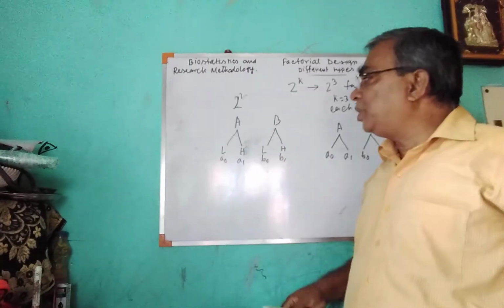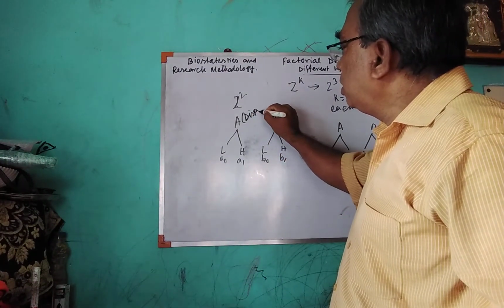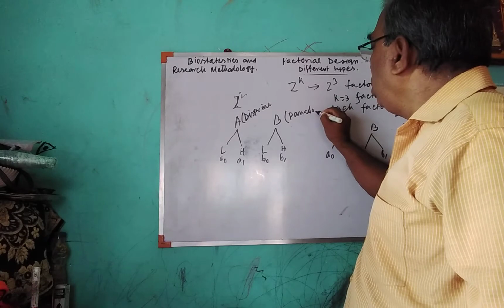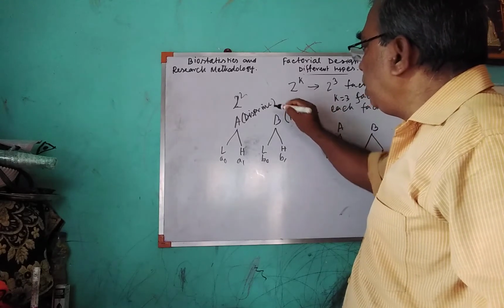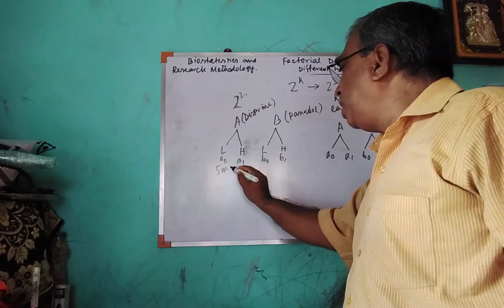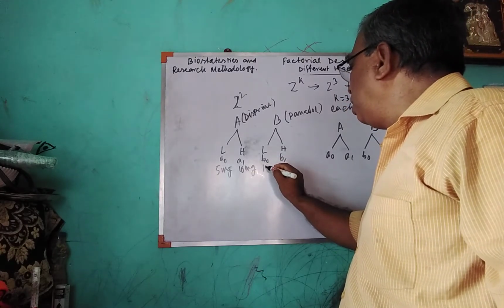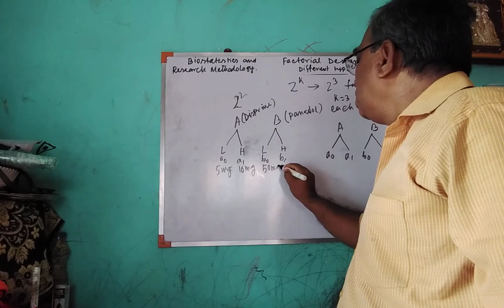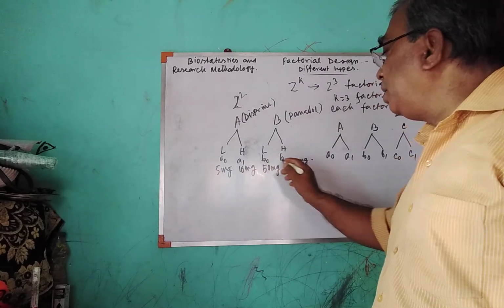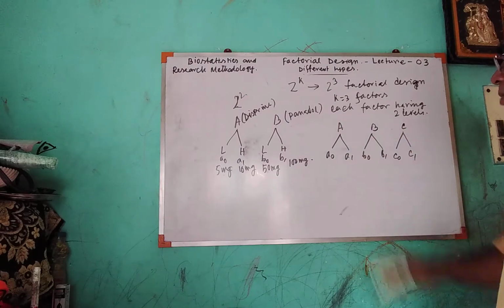So A is a factor, suppose Disprin, and B is another factor, suppose Panadol tablet. Disprin tablet has two doses, 5 mg and 10 mg, and Panadol suppose 50 mg and 100 mg. So these are known as levels. Here also the same thing: there are 3 factors, each factor having 2 levels.